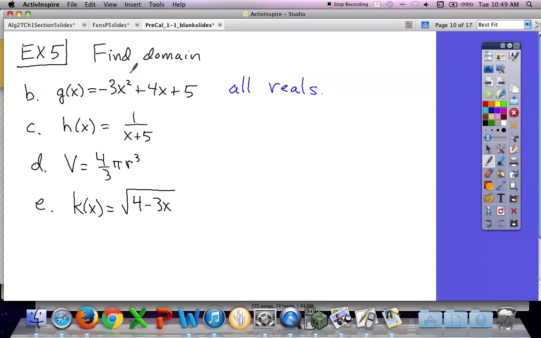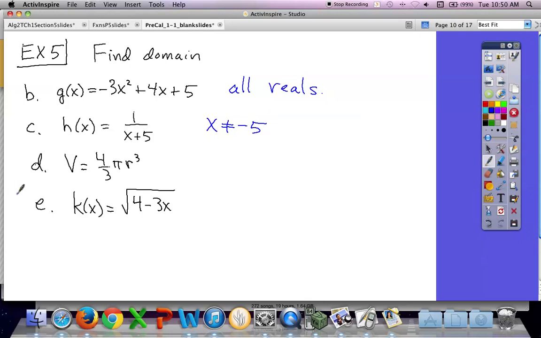How about the letter C here? h of x is 1 over x plus 5. Are there any x values here that might lead to a divide by 0? Negative 5. If you substitute negative 5, you get 1 over 0. Not allowed. So the domain is all real numbers except negative 5, which you could write out like that, or you could just say x does not equal negative 5. That assumes that it could be anything else. You don't need to say the part about all real numbers except, but if you do, it's not wrong.